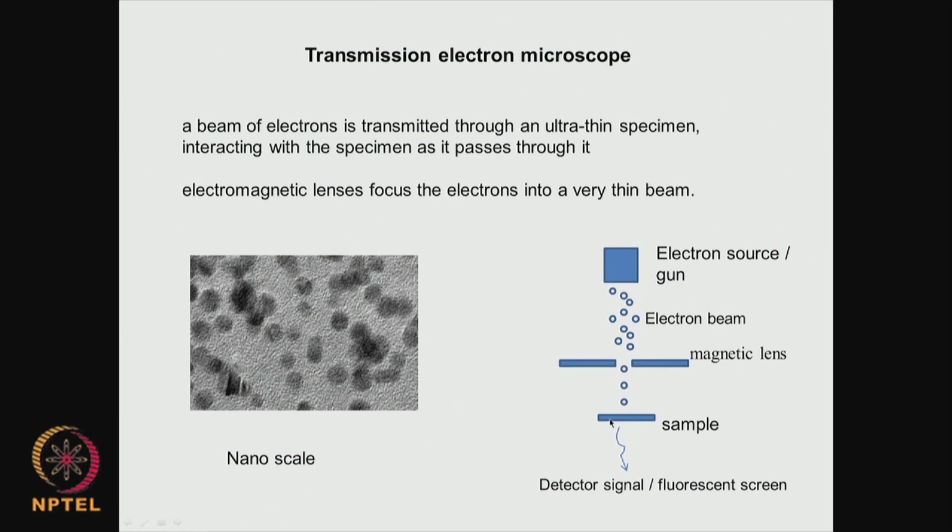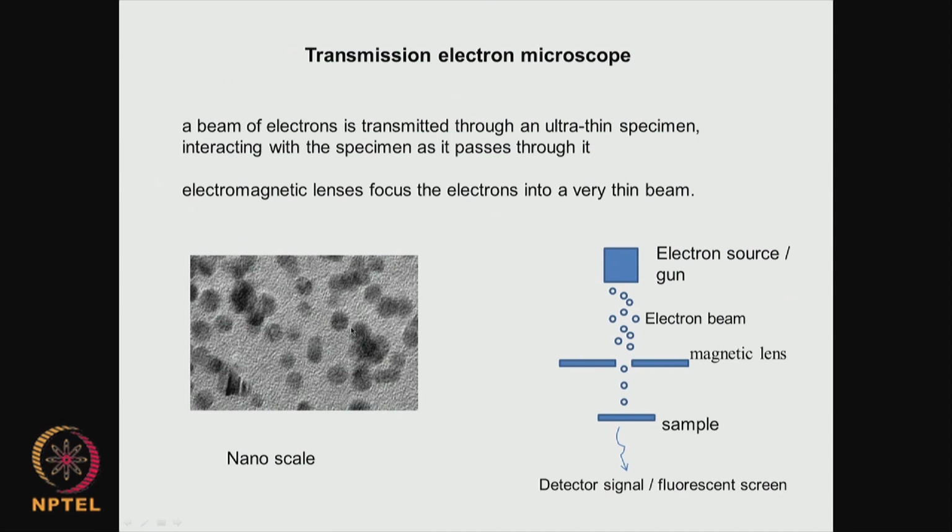Here a beam of electrons is transmitted through an ultra thin specimen. These electrons interact with the specimen, and that gives you some signals which are detected on this side. Otherwise, this portion is almost the same as the scanning electron microscope. This is a picture of nanoparticles produced through a chemical synthetic procedure and detected using a transmission electron microscope, TEM as we call it, and you can see these are all in nanoscale, maybe about 20 nanometer spherical particles.